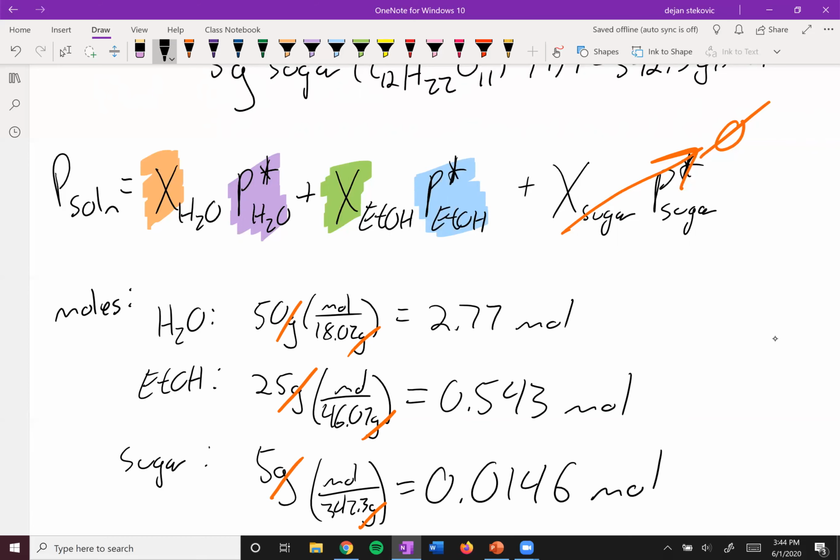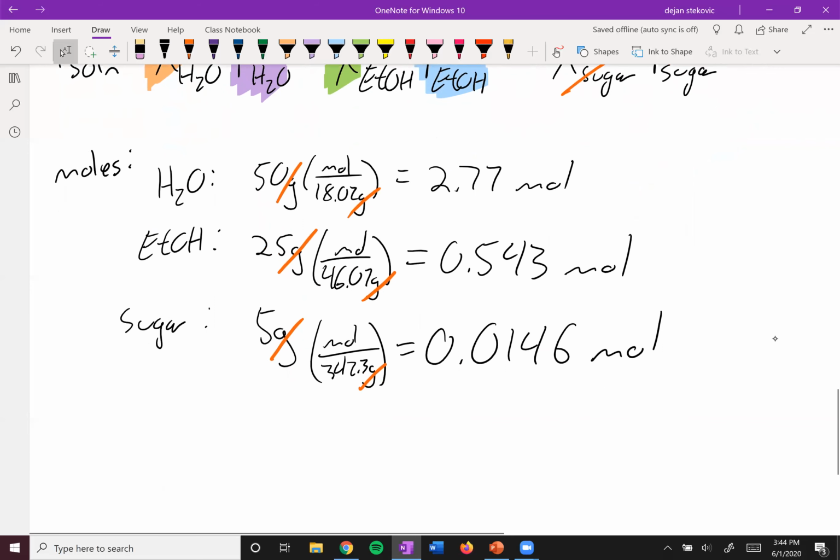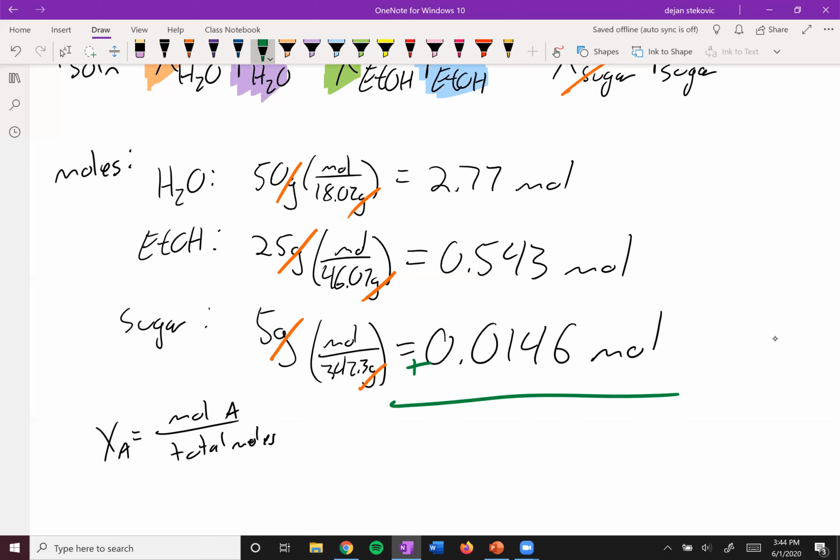is 0.0146 moles, right? So remember that mole fraction, X of A, is going to be moles of A over total moles. So we want to know our total moles, so what we're going to do here is just sum all of these up. And when you sum up, we get 3.33 moles total.